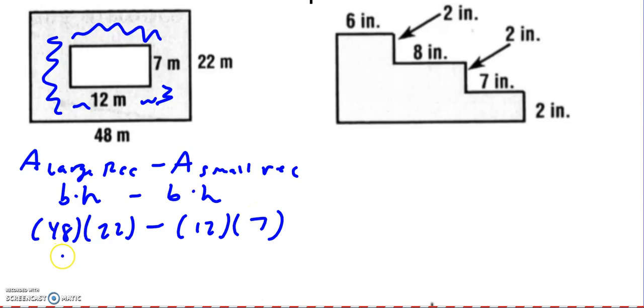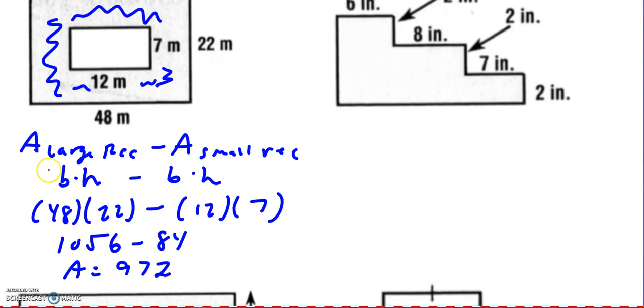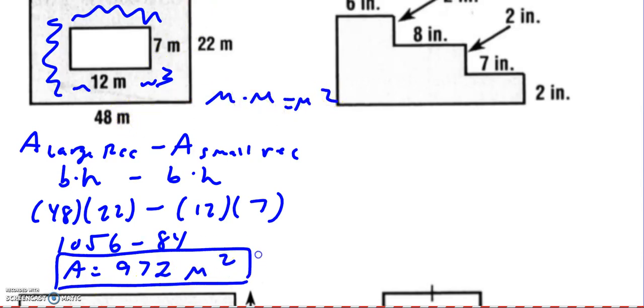48 times 22 is 1,056. 12 times 7 is 84. So the area of my shaded region would be 972. You need a unit, because if you think about area, if you're doing base times height, you're doing meters times meters. So your unit would have to be meters squared. So there's your answer for the first example.